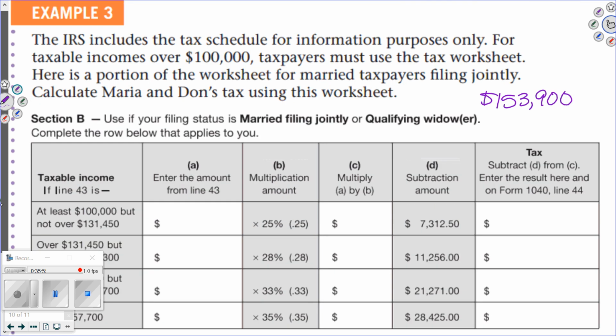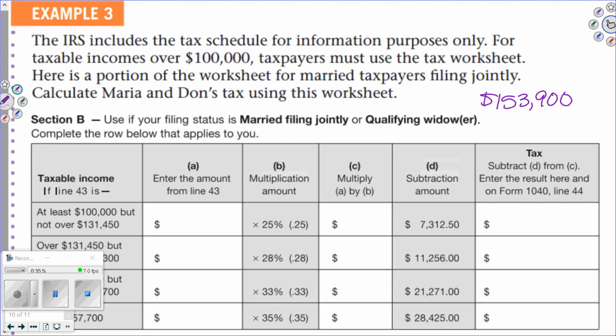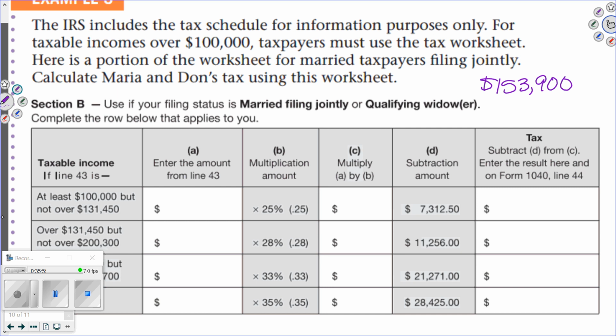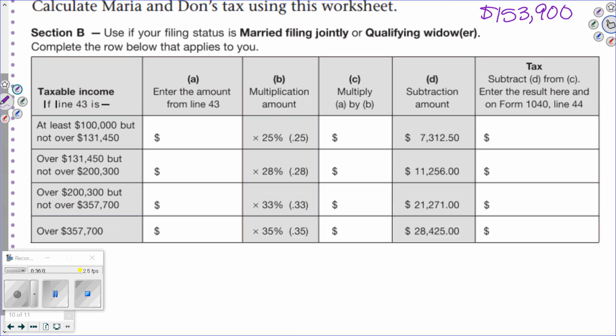So we're supposed to calculate their tax using this worksheet. This worksheet is pretty simple, guys. Just read the tops of it. So they made $153,900. So we got to figure out, again, where do they fall? Second one down, they're falling right here because they're over 131, not over 200,000. So it says enter the amount from line 43. We don't have all of those worksheets in front of us yet. We'll get there. But they made $153,900. So that's what would go right here.